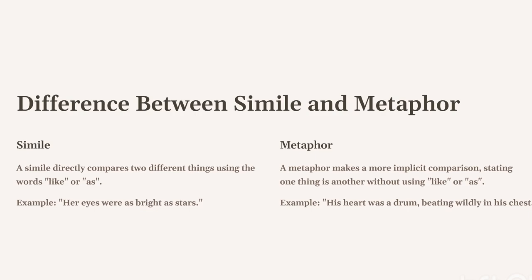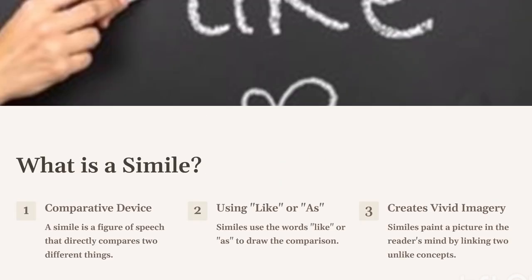What is a metaphor? A metaphor makes a more implicit comparison, stating one thing is another without using like or as. For example, his heart was a drum beating wildly in his chest. Instead of saying his heart was like a drum, here we are directly saying that his heart was a drum.